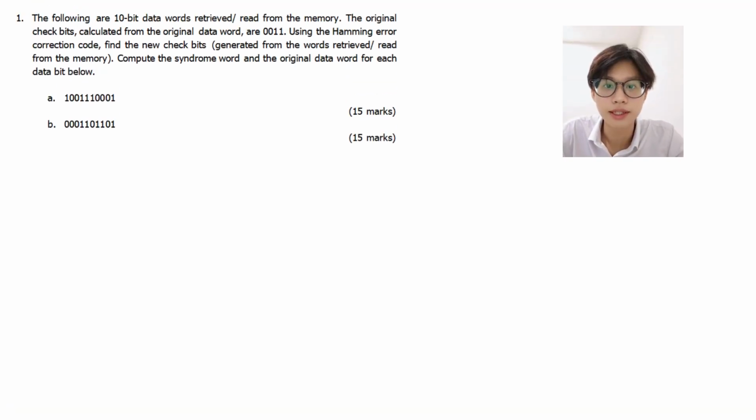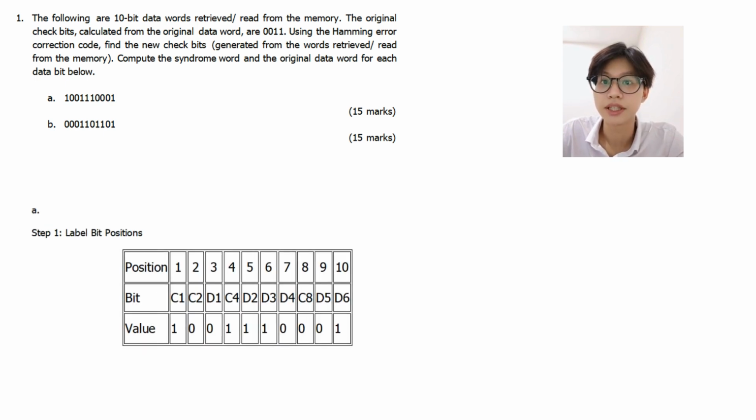Okay, for question 1, part A, we are working with 10-bit words, right? Each bit is placed in a specific position from 1 to 10. Based on the Hamming code rules, check bits are placed at position 1, 2, 4, and 8. These are labeled as C1, C2, C4, and C8 in the table. The rest, positions 3, 5, 6, 7, 9, and 10, are the data bits labeled D1 to D6.